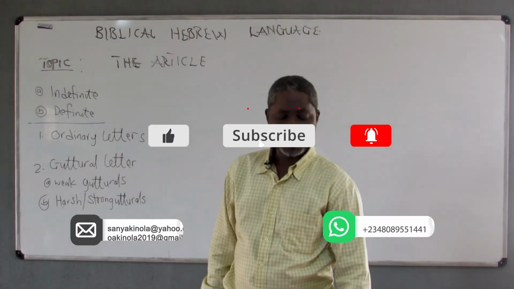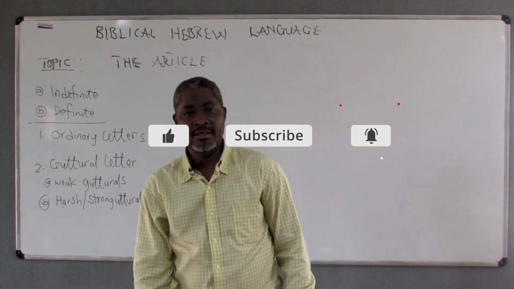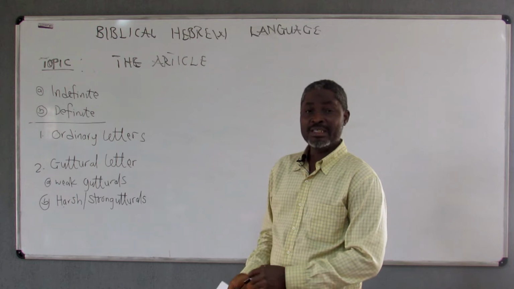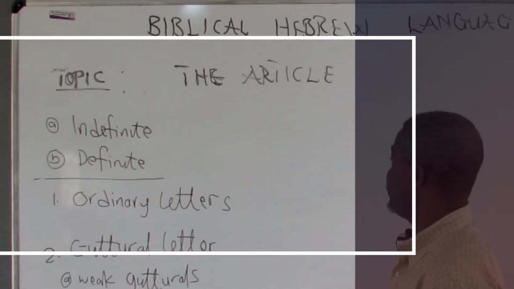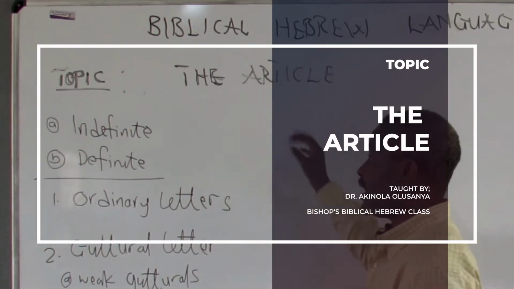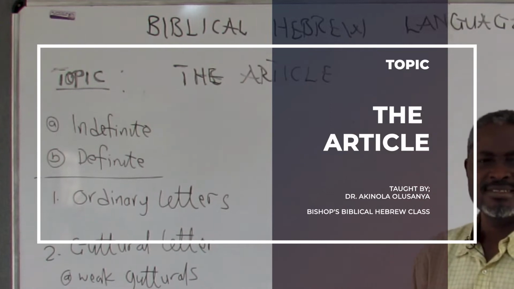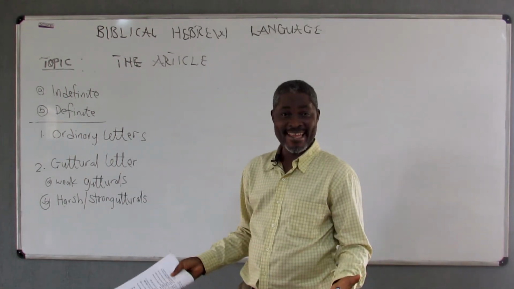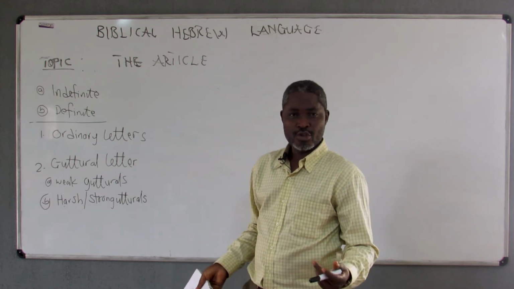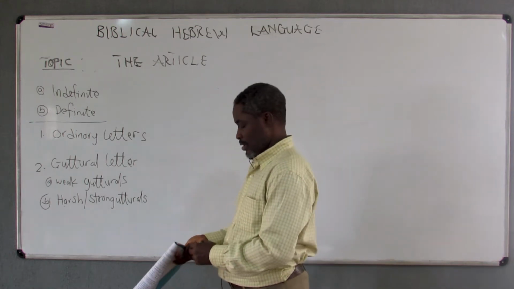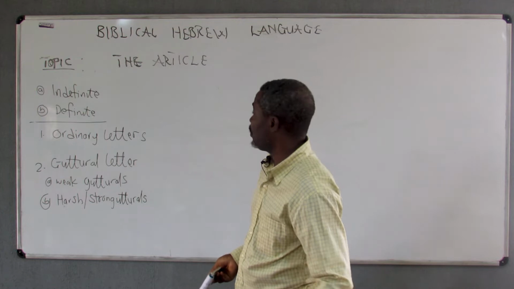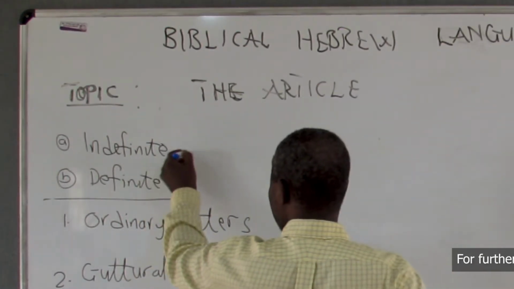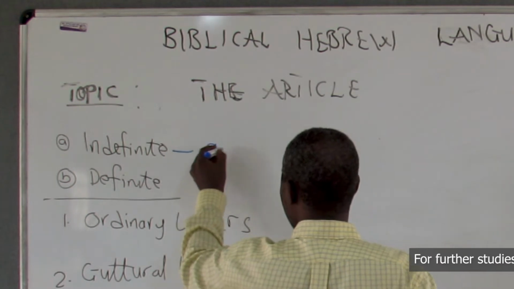I want to welcome you to class today, to Biblical Hebrew class. The topic we are looking at today is the article. Now, the question is, what is the article? The articles are words like a, an, and the. So we have two kinds of article. The first type of article is called the indefinite articles. And indefinite articles are a or an.